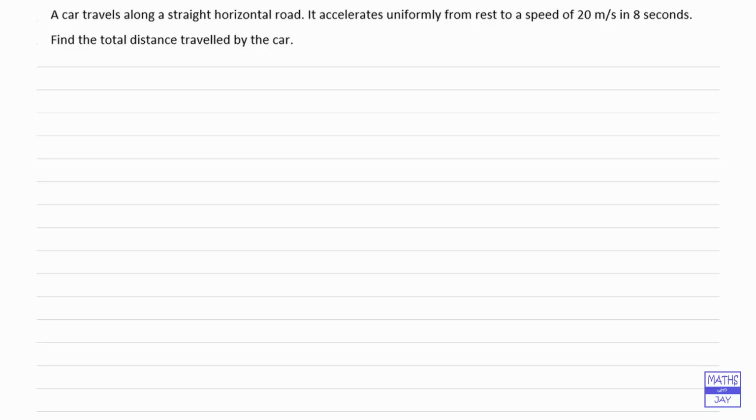So let's just do a sketch to show what's going on. The important things here are that the car is travelling in a straight line. So I've imagined it's going from left to right, and the acceleration is uniform, so it's constant, and we can use the equations of motion.